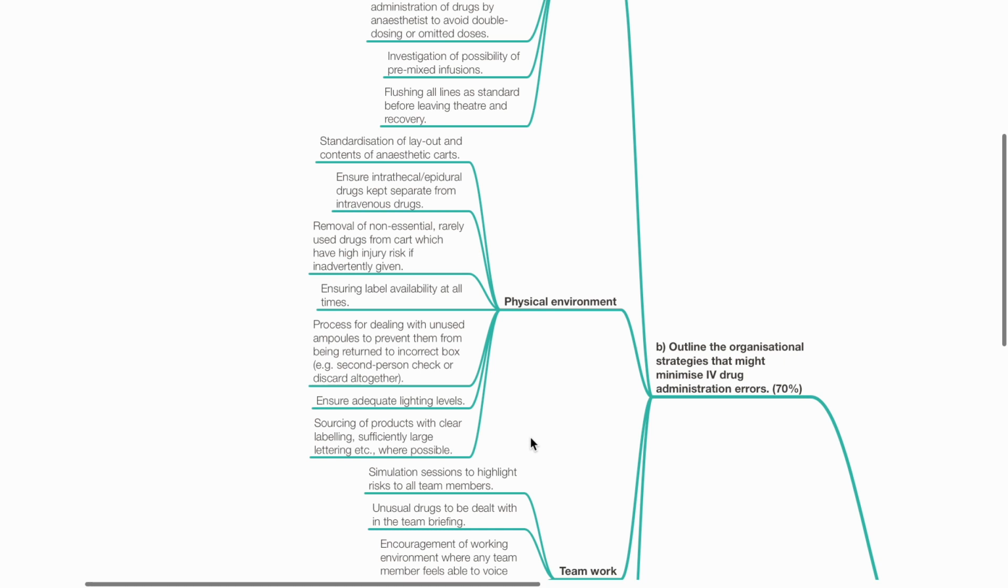Process for dealing with unused ampules to prevent them from being returned to the incorrect box, for example, having a second person check or discard altogether. Ensure adequate lighting levels. Sourcing of products with clear labeling, with sufficiently large lettering wherever possible.